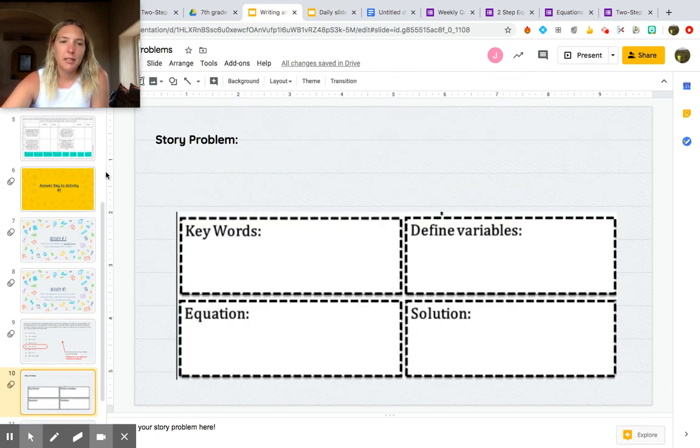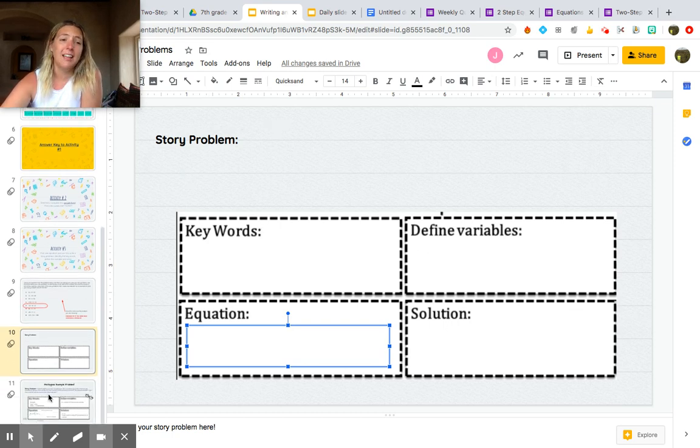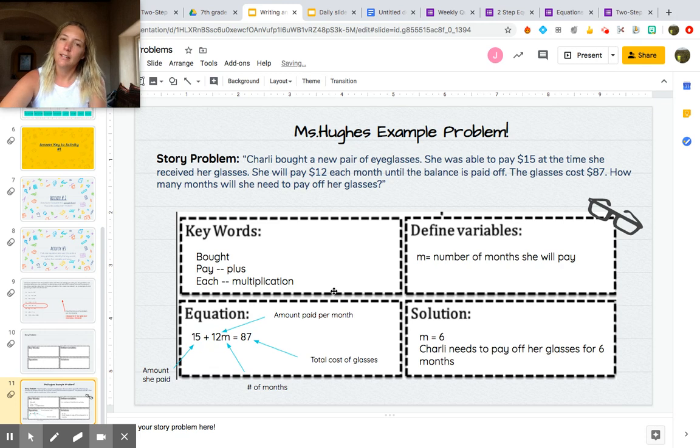And you're going to complete this slide with this information. So you'll tell us which equation you chose, and you'll fill out the keywords, define the variable and the solution by actually writing a story problem yourself. And if you want to see an example of that, you'll look at slide 11.